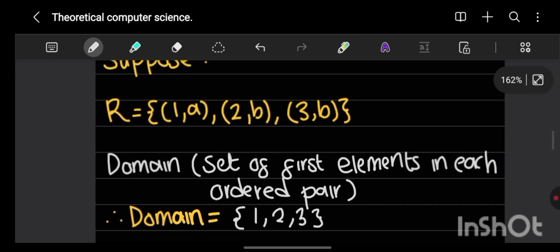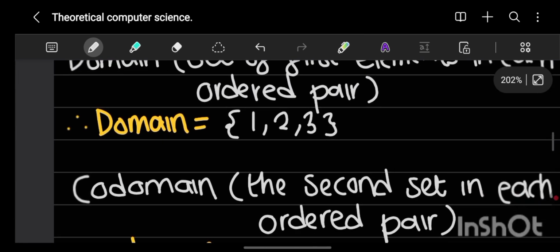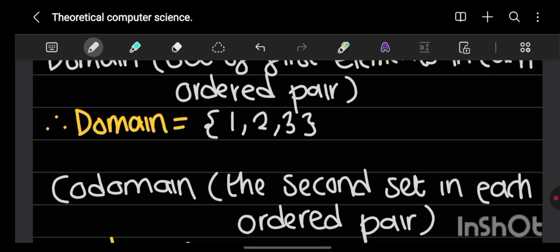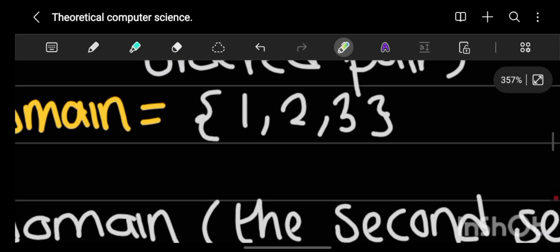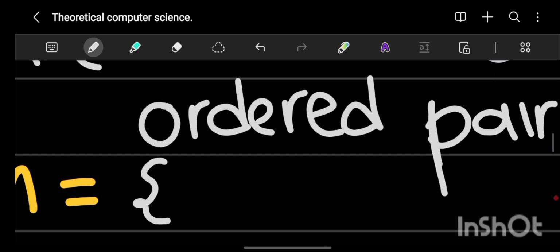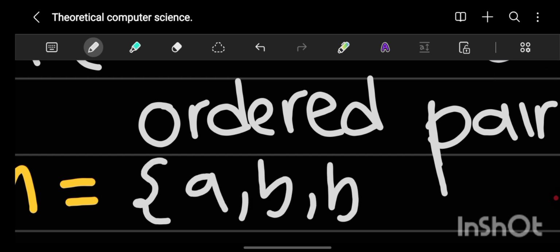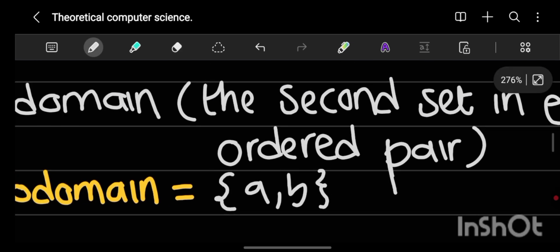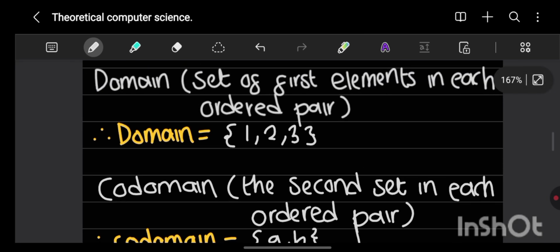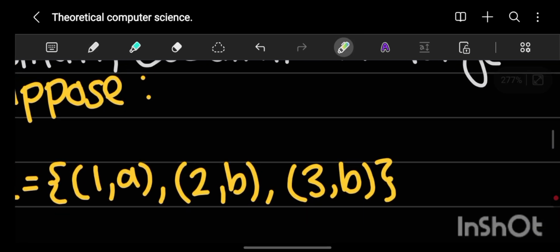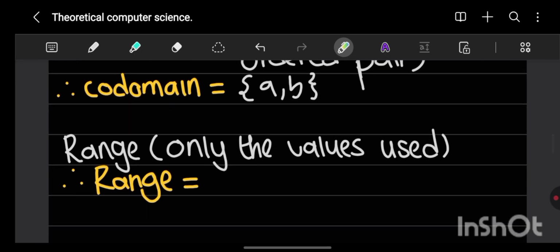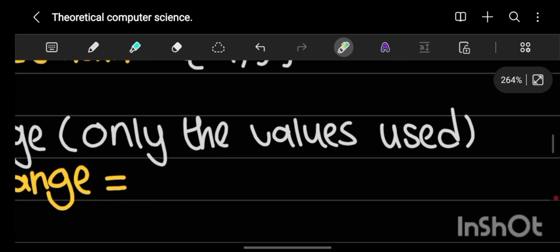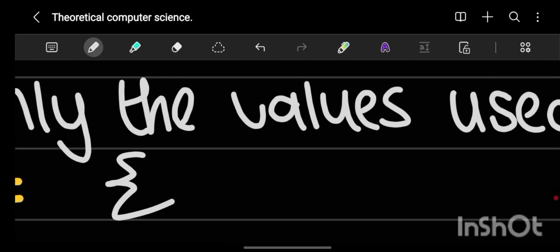Okay, and then secondly, we talk of the codomain, and thirdly, the range. A codomain is the second set in each ordered pair. If you look at R, the second elements in each ordered pair would be A, B, and B. So you write a set there: A, B, and B. Remember, B is the same as B, so you don't have to write it twice. You can just write it like this, and this would now be a set. If you have something like this, when we get to functions, you'd find out why this is not a function, right? And then a range is only the values used in the second set. So the values used in this case would be A and B.